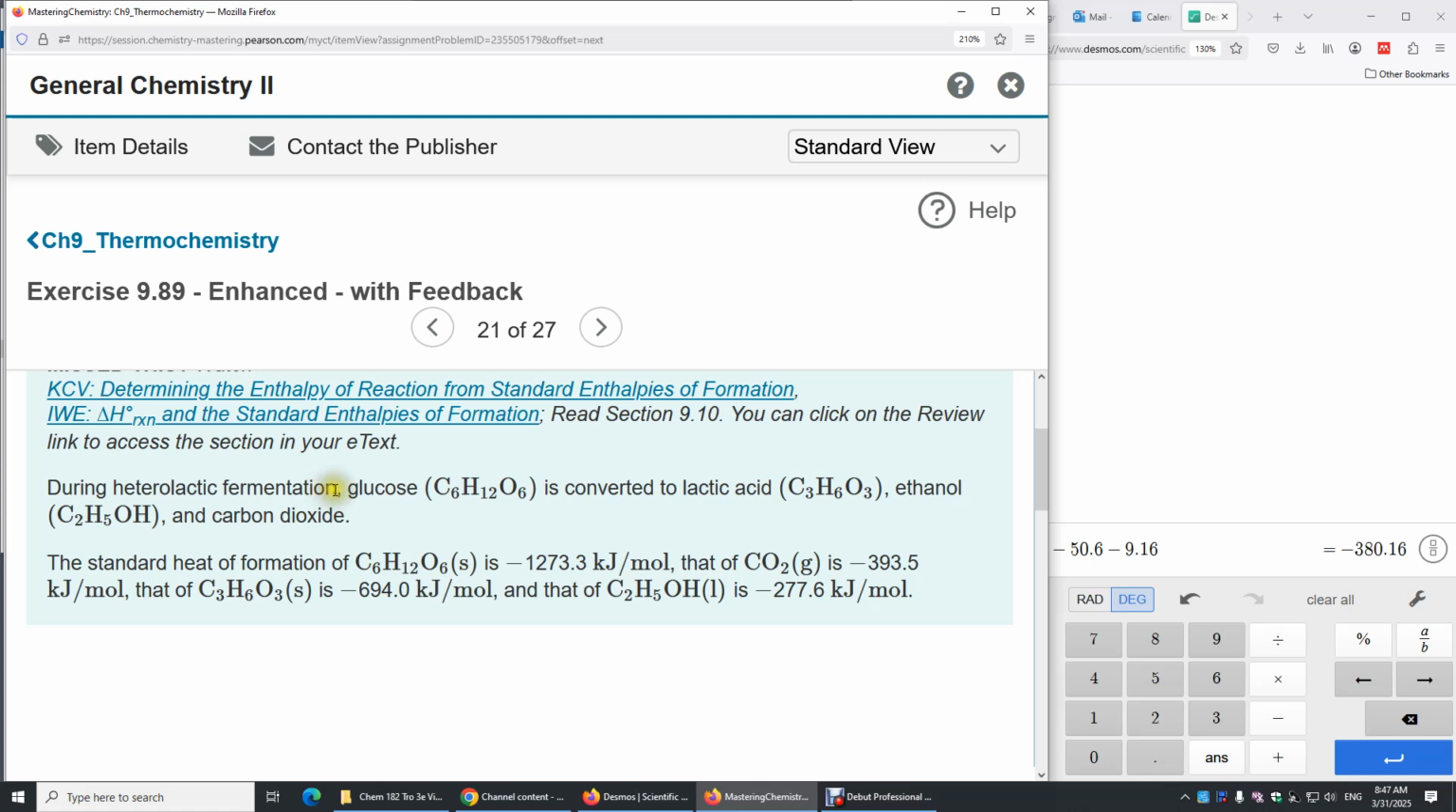Chapter 9 Thermochemistry, Exercise 9.89. During heterolactic fermentation, glucose is converted to lactic acid, ethanol, and carbon dioxide. Lactic acid has a formula of C3H6O3, ethanol C2H5OH, and finally carbon dioxide. The standard heat of formation of each chemical is given here, for 4 chemicals.